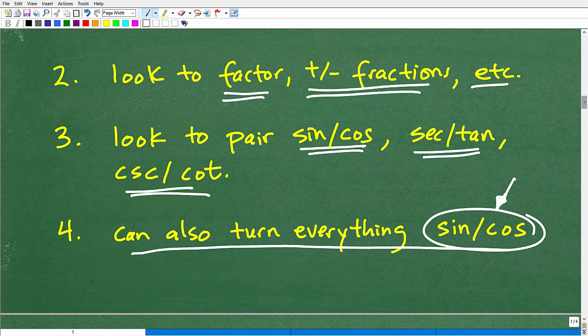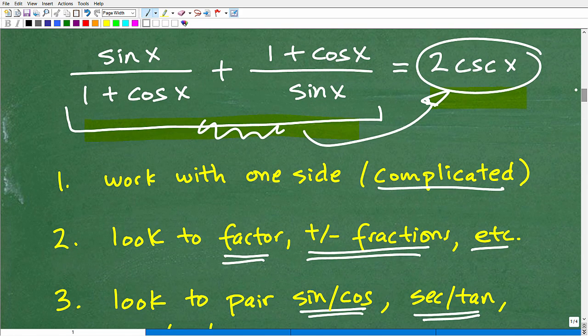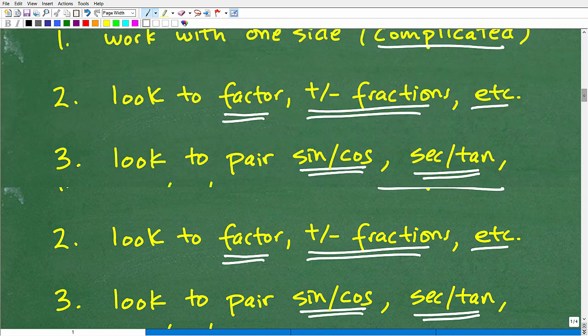But again, there isn't any one single way, and your solution could look different than mine, but it could be perfectly correct. Mine might take less work. Yours might take double the work. It doesn't make a difference as long as you are correctly using all these fundamental identities to establish that the left-hand side is equal to the right, or this is equal to this, and vice versa. Then you will have accomplished the mission here. Okay, so let's get to it.